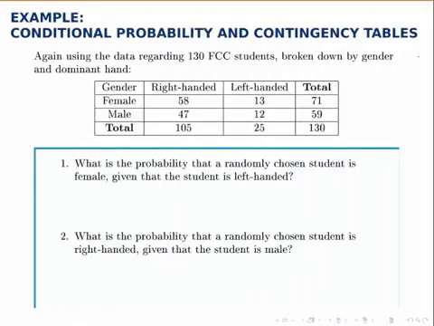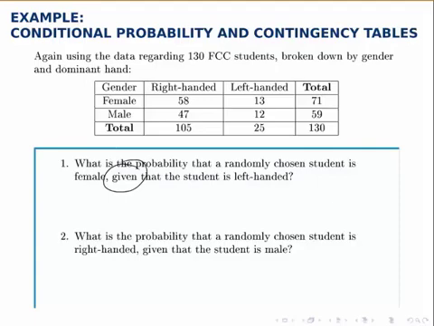We're again given this data about the 130 FCC students, broken down by gender and whether they're right-handed or left-handed. Now, though, we're going to calculate conditional probabilities from this table. The first part asks, what's the probability that a randomly chosen student from this group is female, given that the student is left-handed? Now, if we're looking at a contingency table and we're dealing with conditional probabilities, we see the word given. The given tells us what category to restrict to.